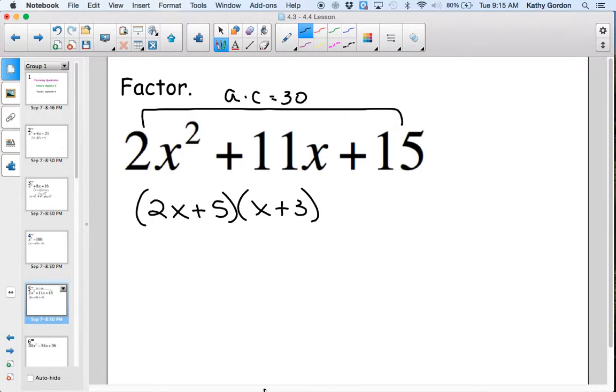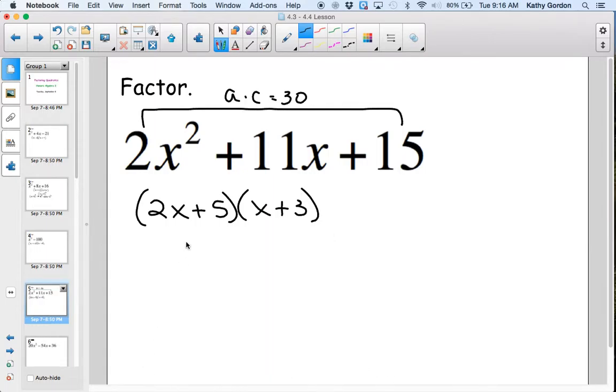So in a sense, you're kind of unwrapping the foil. How's that for an analogy? Because we know we need to get these two parentheses that when I foil it out, it's going to give me this. So in a sense, you're trying to think backwards. What would the pieces have to be so that F, O, I, and L work out?